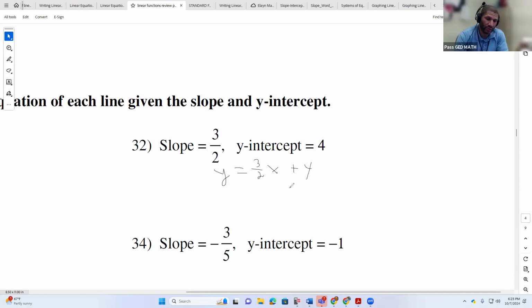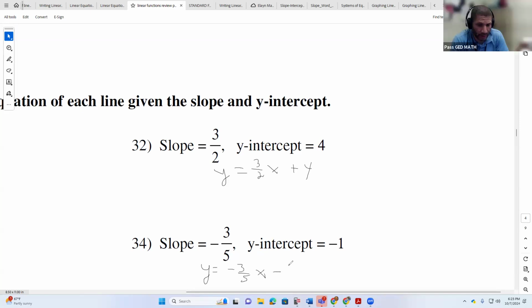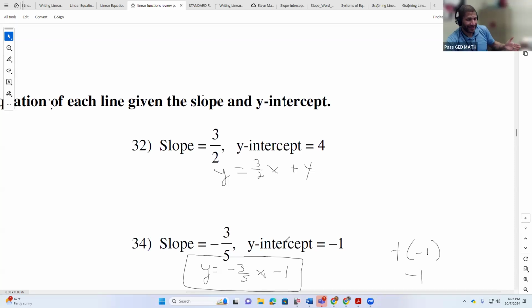Perfect. If I look at number 34, what's my equation of the line? y equals -3/5 x plus -1, which is just -1. A plus -1 is minus 1. I try to make it easy for you. You don't need to figure anything out: y equals -3/5 x minus 1. Once you know the slope and y-intercept, you know the equation of the line.